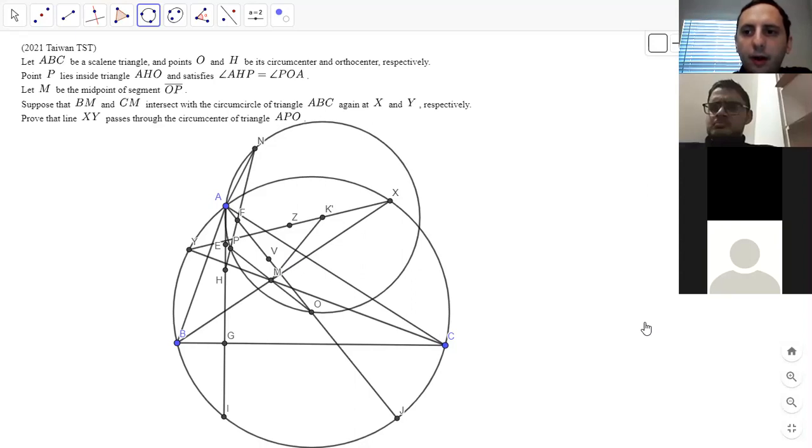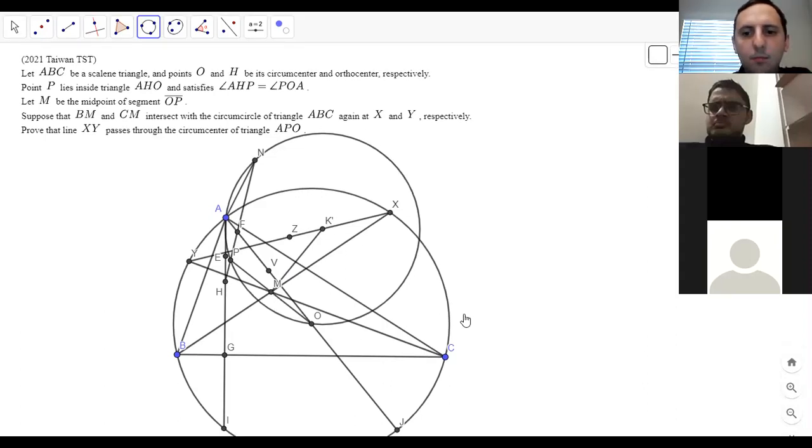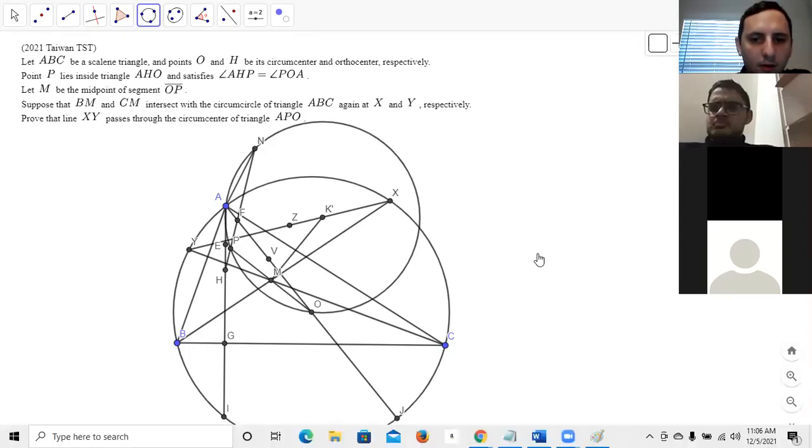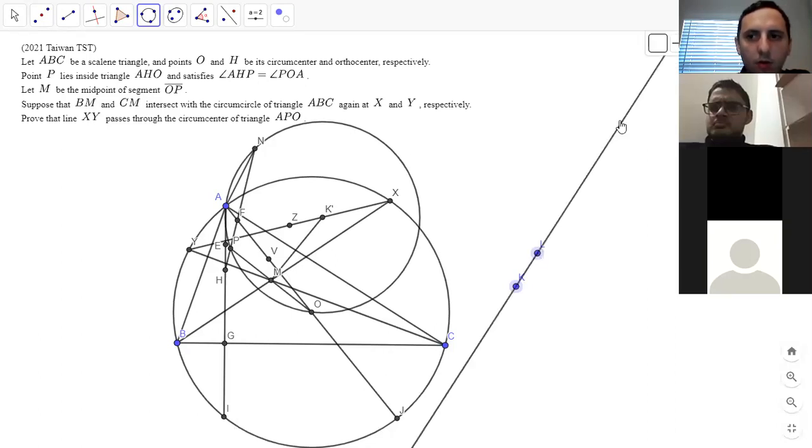Oh, sorry, you cut in and out for a sec. It was hard to hear you for a second, but you said you want to show the angle OZM is OK prime M, right? Yeah, if we can show that, that would actually solve it. We want to prove that V is on the circle.